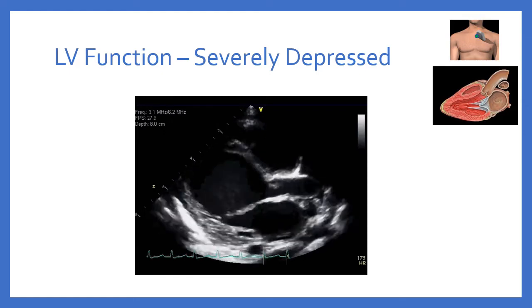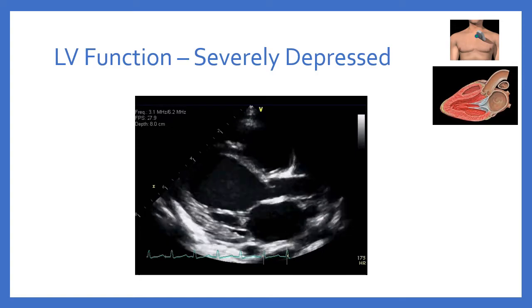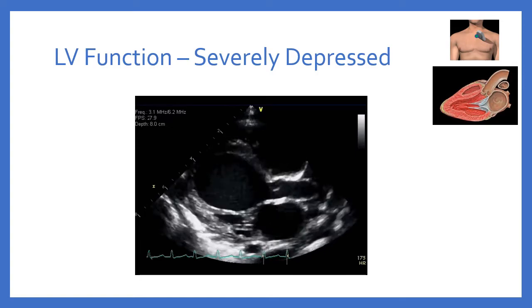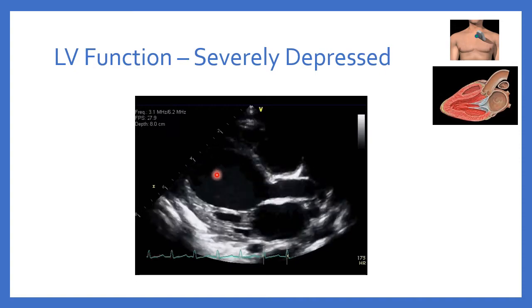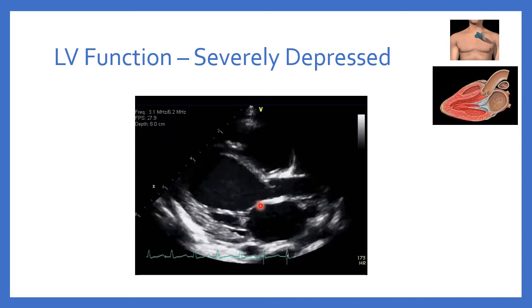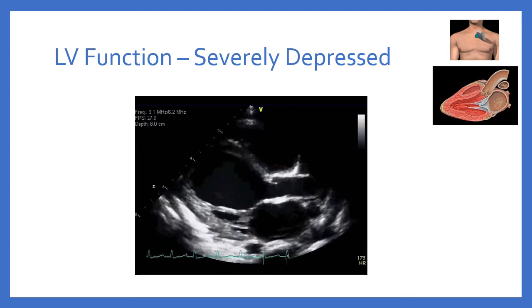Here's another example of severely depressed LV function. This is one that's obtained using a formal echocardiography machine, so the image is a little bit better. Again, you can see that the ventricular walls are barely moving towards the center, the mitral valve is barely opening, and the walls are not thickening much at all.